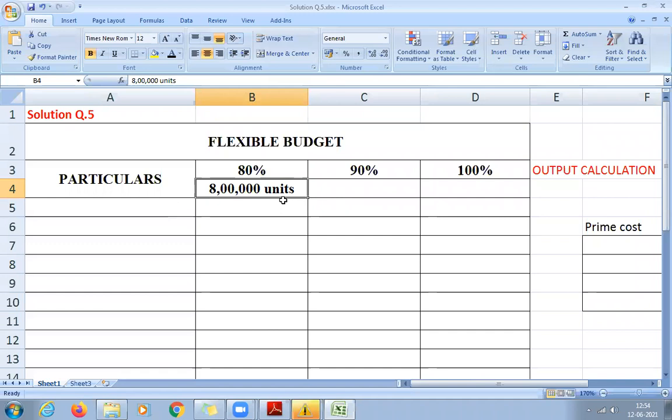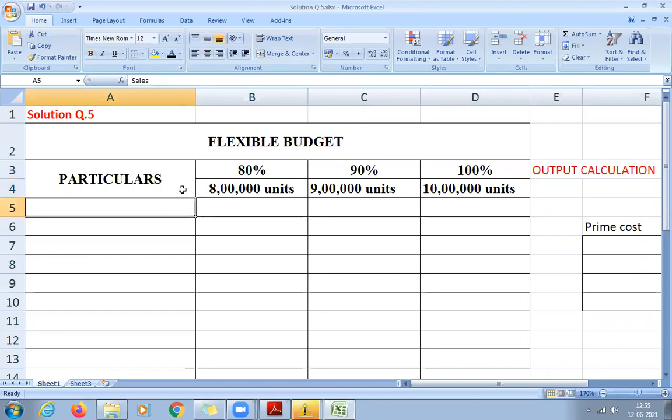Hope all of you are calculating. 9 lakh units. Everybody got it? Yeah, 9 lakhs is correct. Next, 9 lakhs into 100% divided by 90%. 10 lakhs, yeah, 10 lakhs is correct. Got it? So this is how you have to calculate the output: 8 lakh, 9 lakh and 10 lakhs.